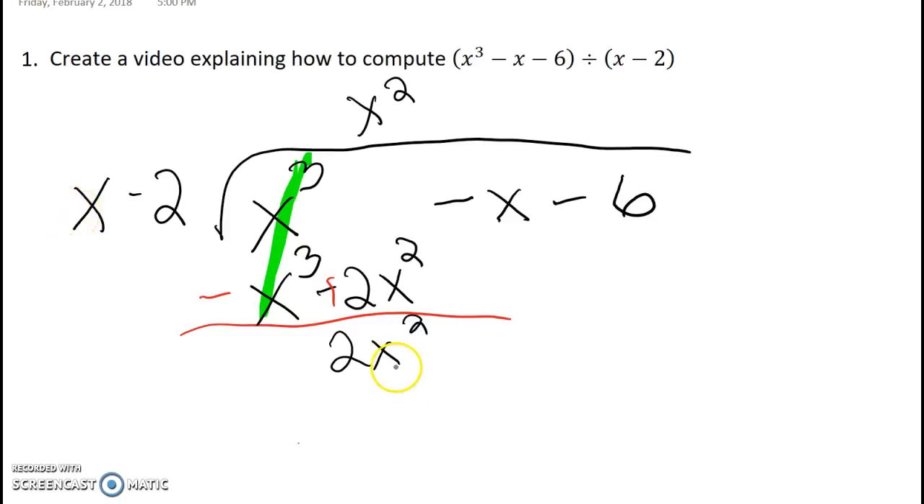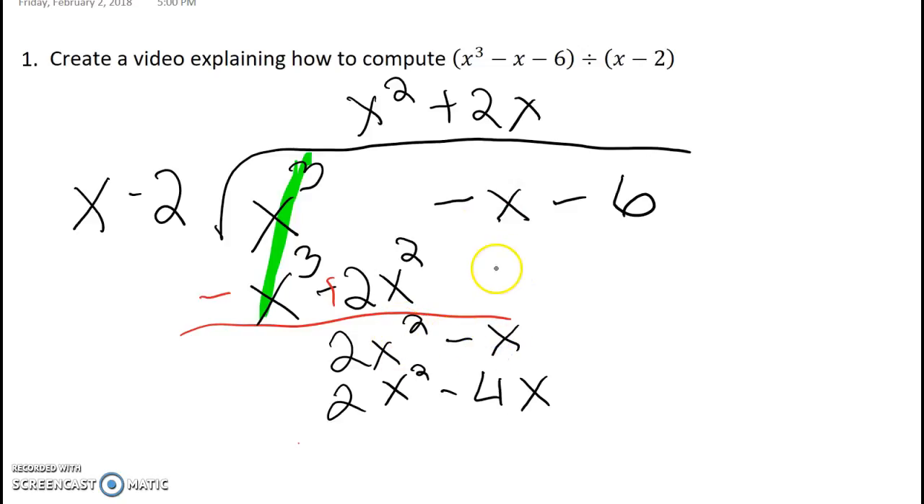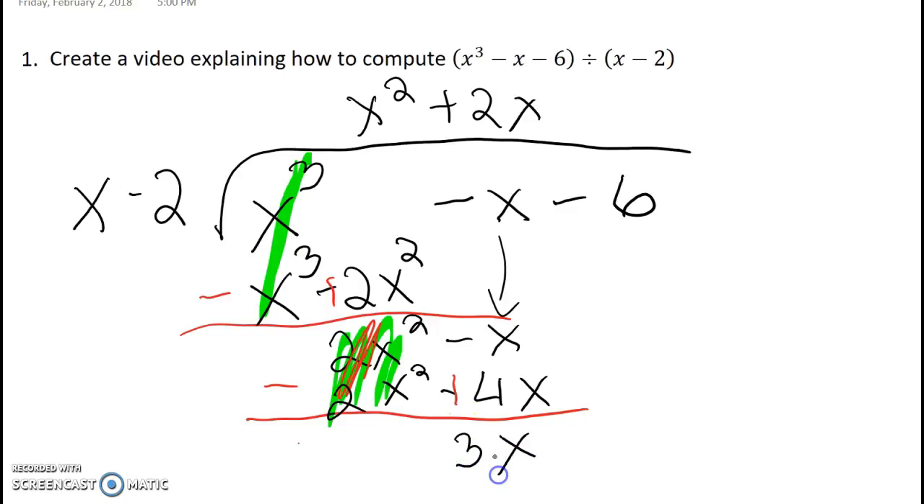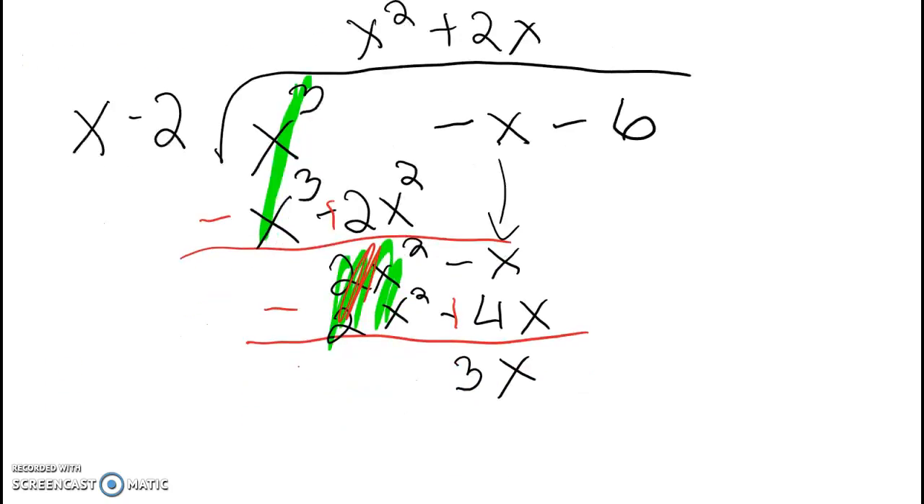Once again, x times what is equal to 2x squared, and that would be positive 2x. Once again, multiply: 2x times x is 2x squared, and 2x times negative 2 is negative 4x. I did forget to mention, before multiplying, we needed to bring down the next term, which was minus x right here. Again, what we'll do next is subtract, change the signs, and of course the first term will cancel out, leaving us with positive 3x, since negative x plus 4x is 3x.